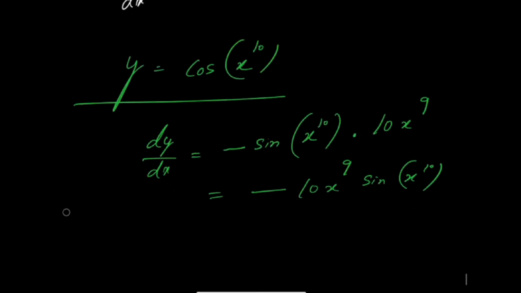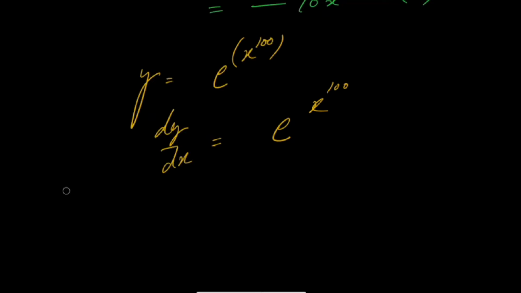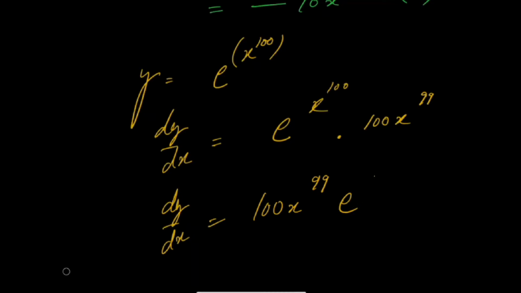I'll do one more problem. If y is equal to, say, e power x power 100, so what is dy by dx? So e power x is e power x, but in place of x you have x power 100, so I am writing it as it is. But there is something else in place of x, so I have to take the derivative of that and multiply. So it is 100 into x power 99, n into x power n minus 1. So what is dy by dx? 100 x power 99 into e power x power 100.